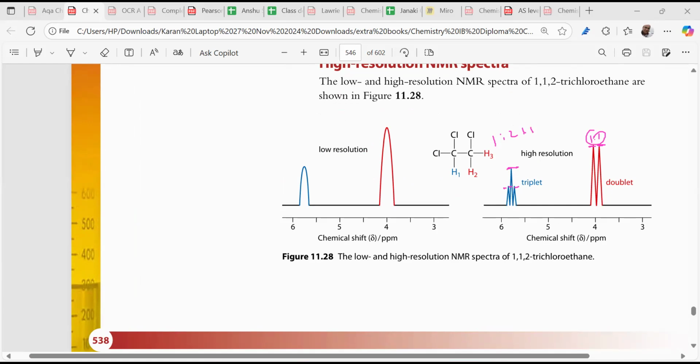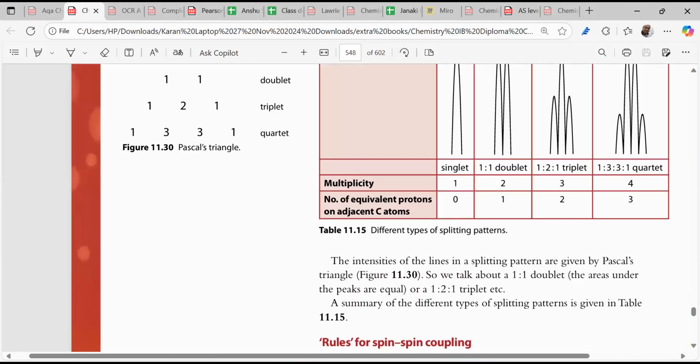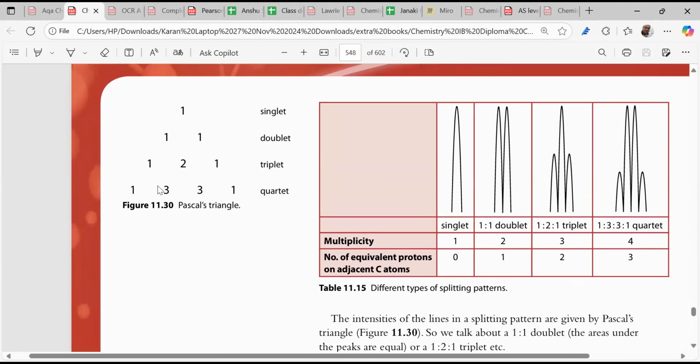Yes, we draw the Pascal triangle. 1, then 1, 1. The triplet is 1, 2, 1. The quartet is 1, 3, 3, 1. So if you are having a quartet, it will be 1:3:3:1. Understood? Clear?